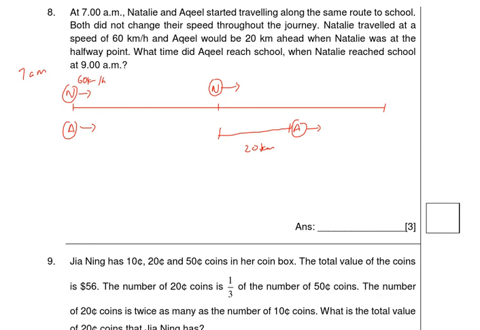Now, what time did Akil reach the school when Natalie reached school at 9 a.m.? So if Natalie reached here at 9 a.m., you know that she took how many hours to travel to school? She took 2 hours to travel to school, right? Yeah. And you know that in 1 hour she's traveling 60 km, yes or no? Okay. So what is the distance of her school from her starting point?